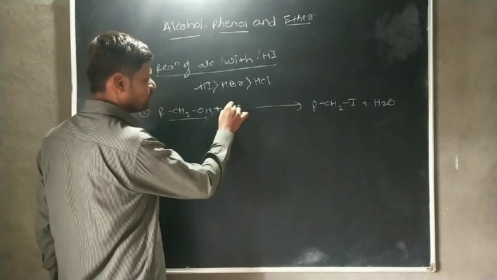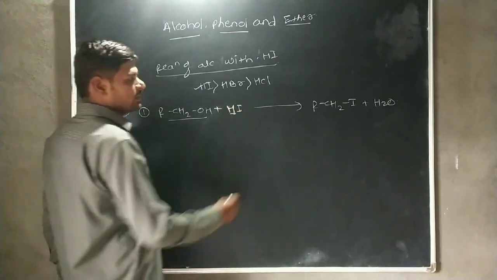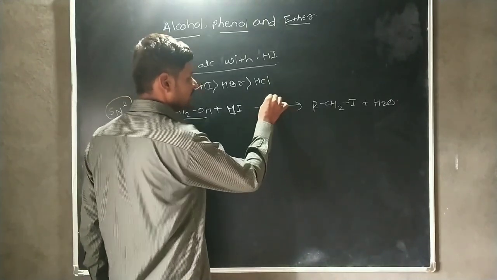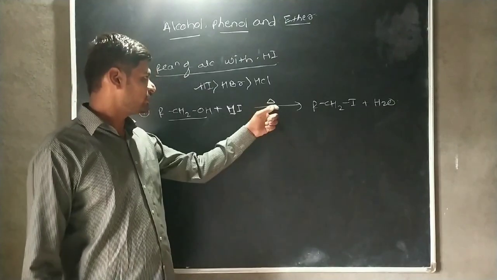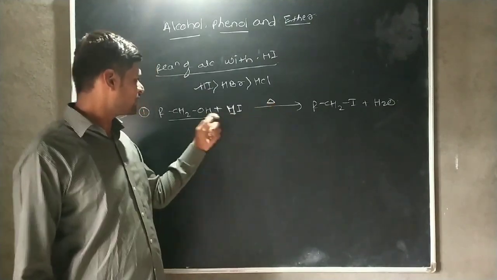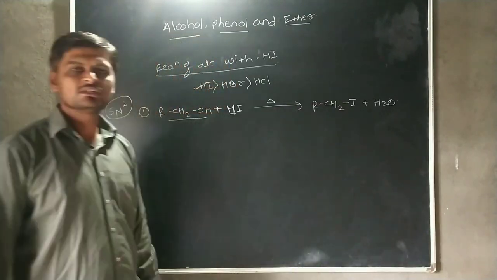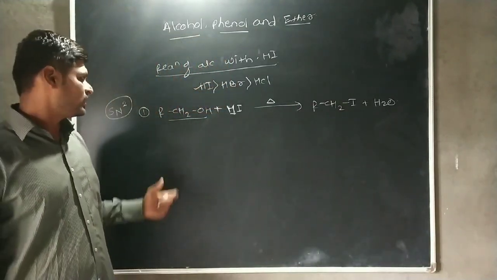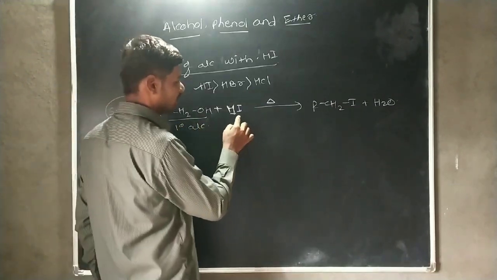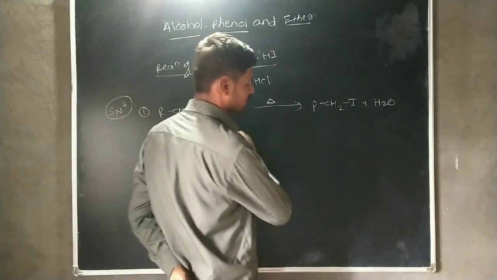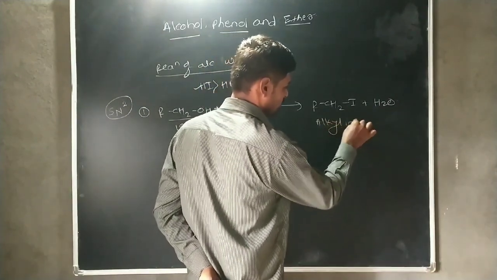Therefore, for the bond breaking between H and I, we recommend heating this reaction. After heating, the bond breaks down easily, so the alkyl iodide product is formed very easily. That means when a primary alcohol is heated with hydrogen iodide, it forms an alkyl iodide.